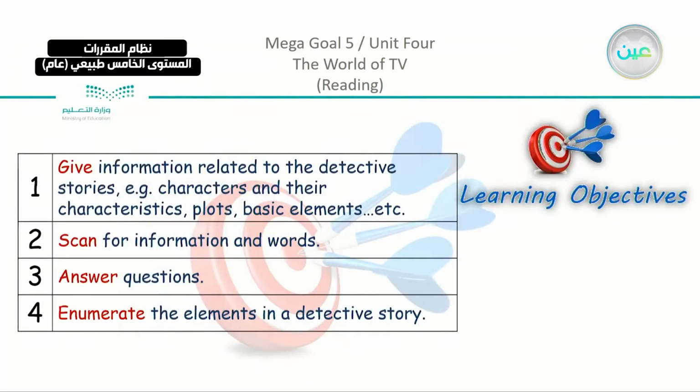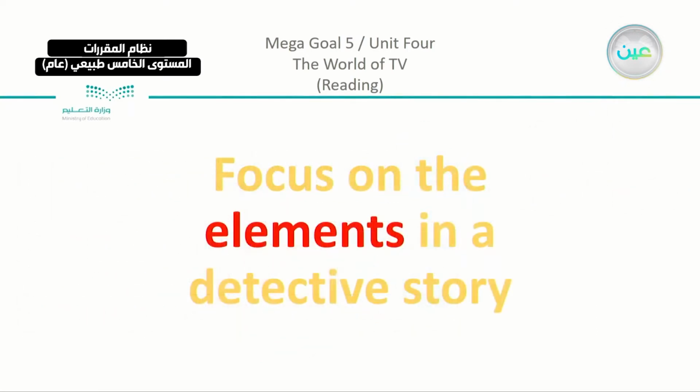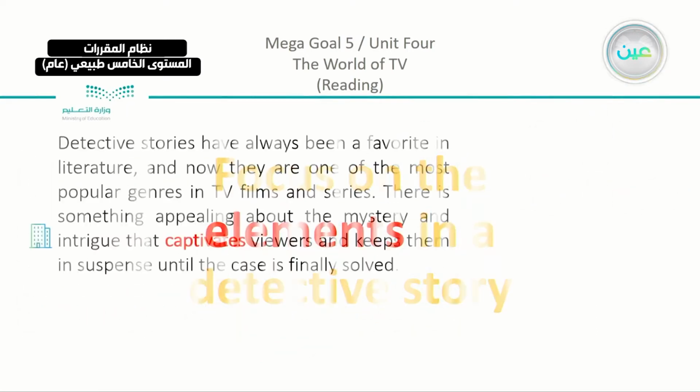Our learning objectives are, we have here, to give information related to the detective stories. For example, characters, their characteristics, plots, basic elements, and so on. We will also scan for information in words. We will answer questions and enumerate at the end, which is the basic part here, enumerate the elements, which are the points or the parts in a detective story. So focus, as we said, on the elements.